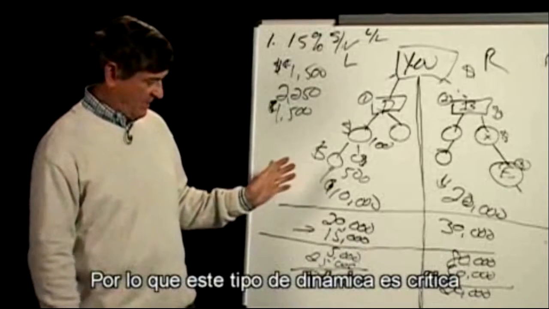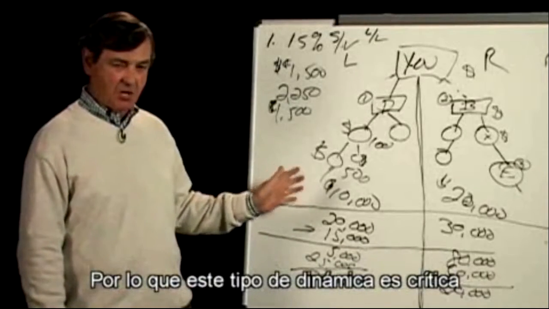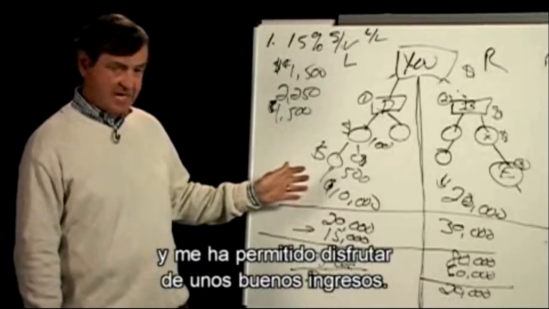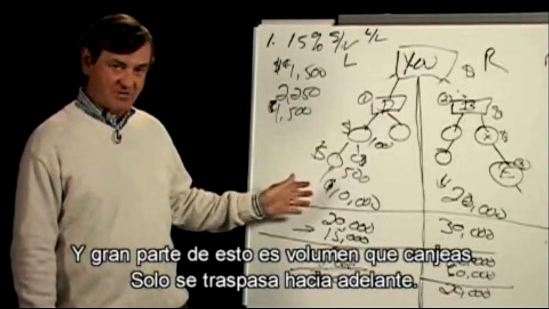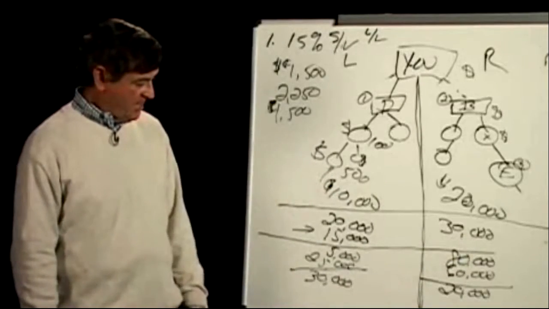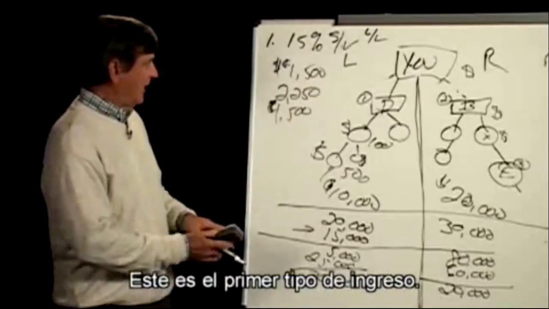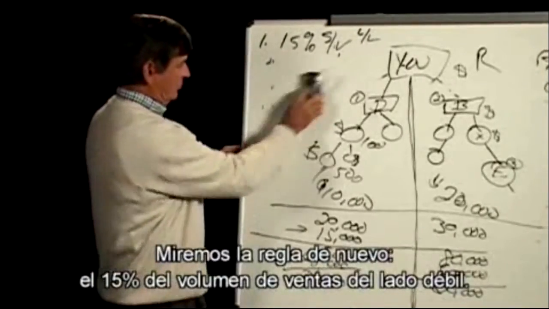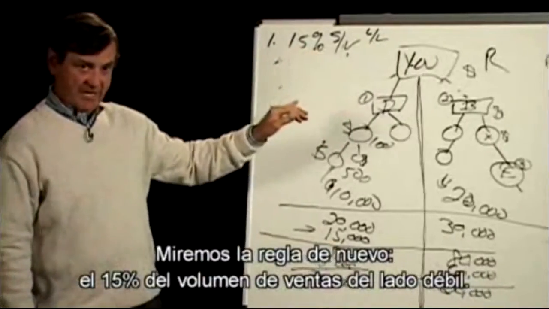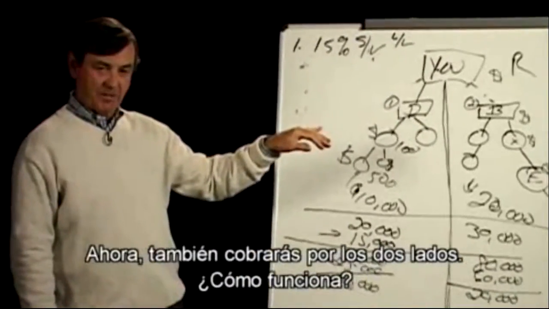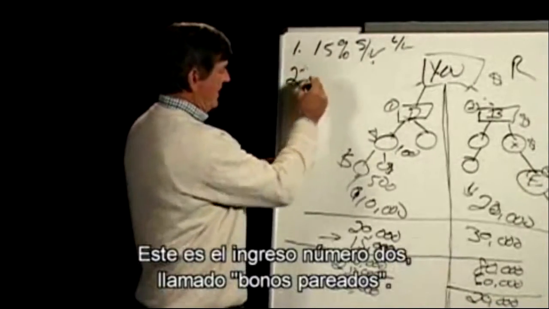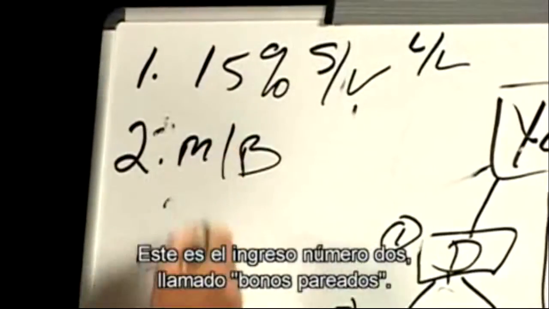So there's some dynamics to this that I know was critical that has allowed me to enjoy the earnings that I enjoy, and a lot of it is this banked volume, just rolling it forward. So that's income number one, which is, again, looking at the rule, 15% of all the volume in the lesser leg. Now, at the same time, you're going to get paid in both legs. Well, how does that work? Well, this is income number two, and this is called matching bonuses.